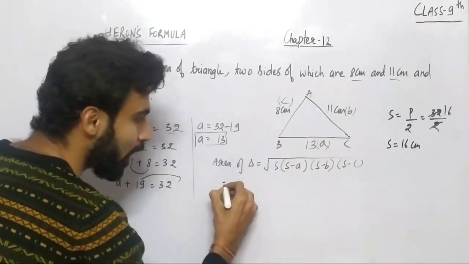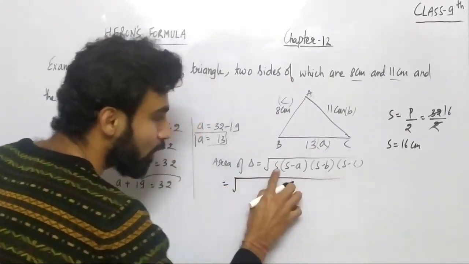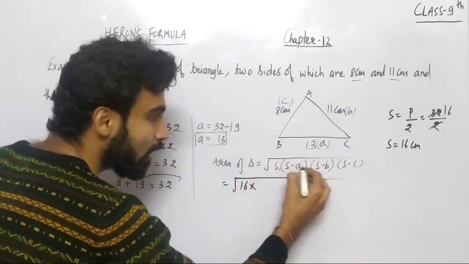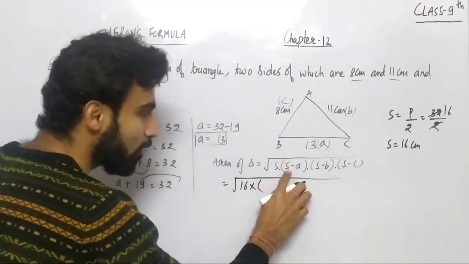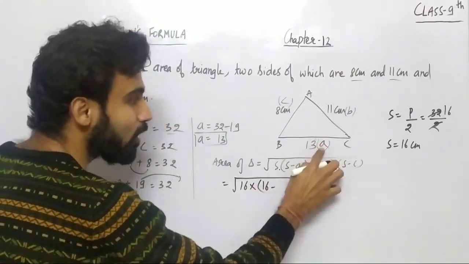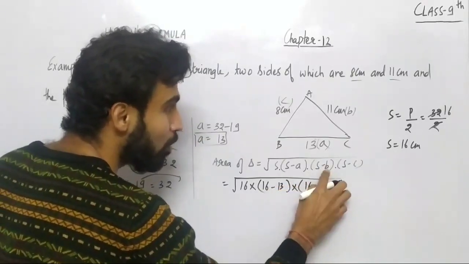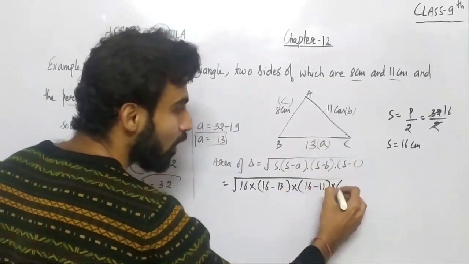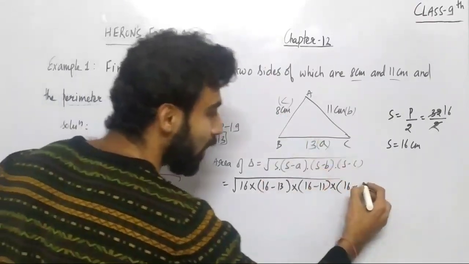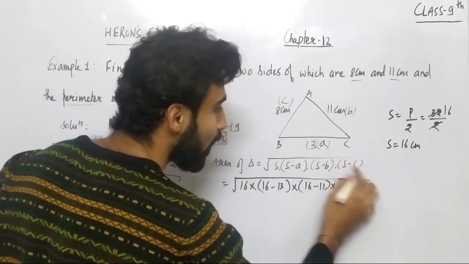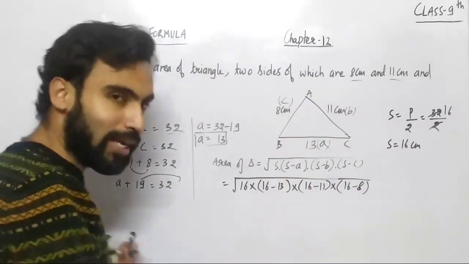So I'm going to substitute that. That will be 16, then in multiplication all the things are multiplied: 16 minus A, what is A? That is 13. Then 16 minus B, that is 11. Then again 16 minus C, that is 8. So one by one you simply have to subtract all three sides from S.